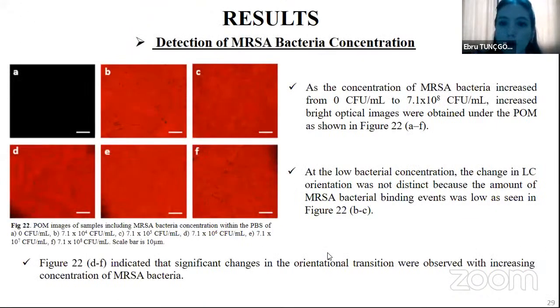In the PBS, as the concentration of the MRSA bacteria increased from 0 to 7.1 times 10 to the power 8 CFU per milliliter, increasingly bright optical images were obtained under the POM, as shown in figures A to F. At low concentration, the change in the LC orientation was not distinct because the amount of MRSA bacteria binding events was low, as seen in figures B to C. Figures D to F indicated that significant orientation transitions were observed with the increasing concentration of the MRSA bacteria.